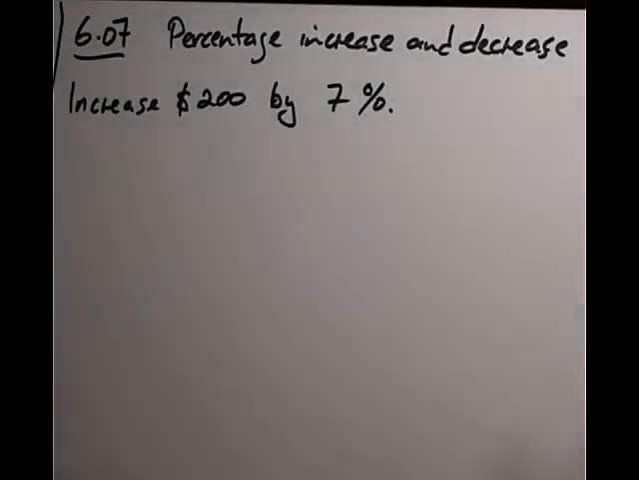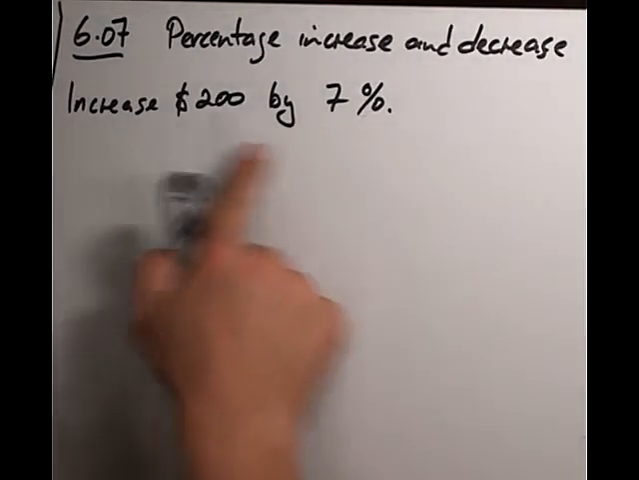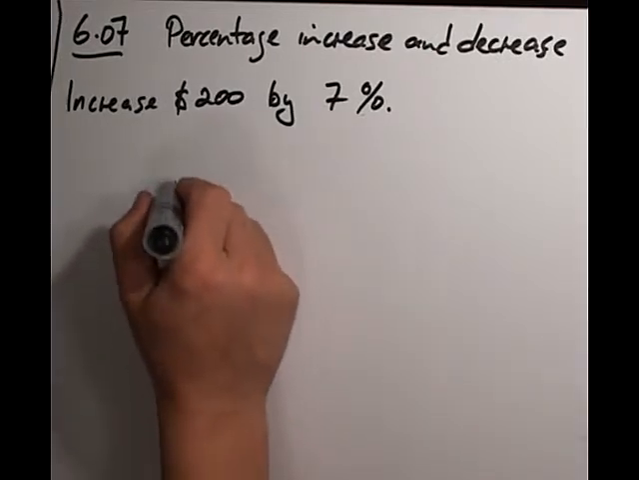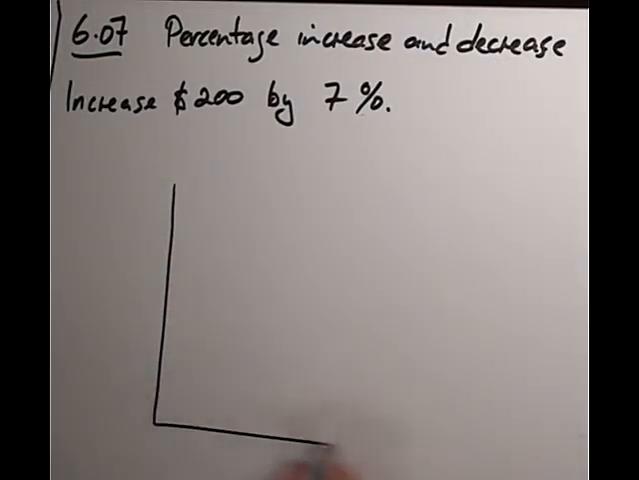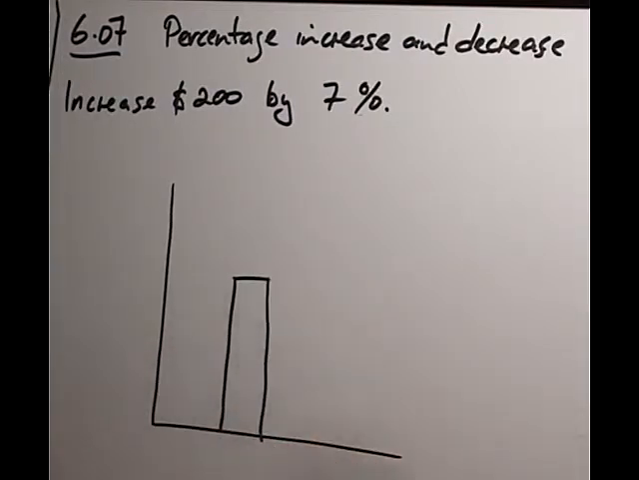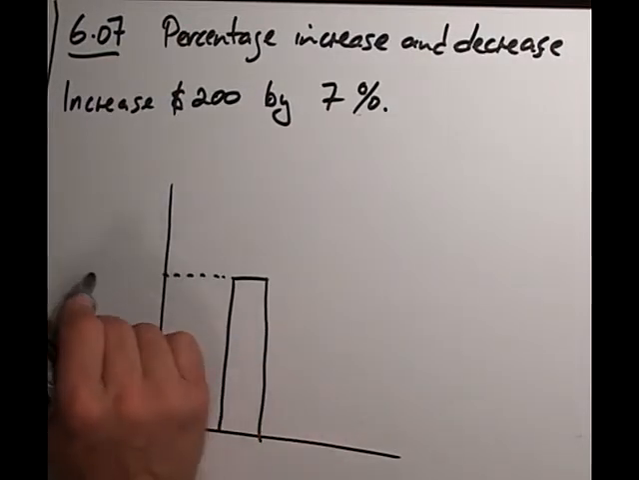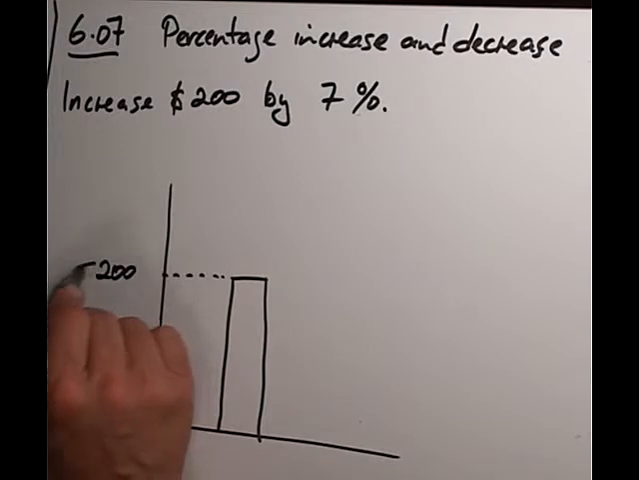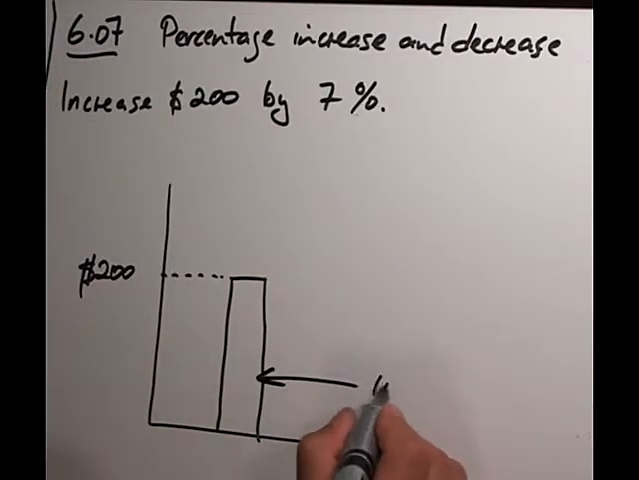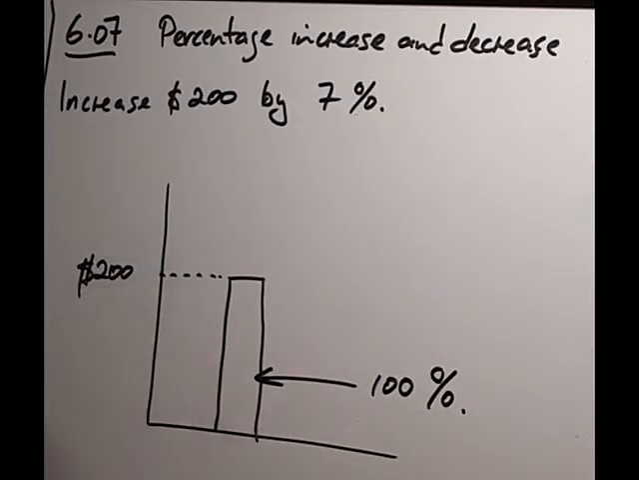Another way of doing this problem, which is to increase $200 by 7%, is if we look at it diagrammatically. So let's say, for example, I have got my $200 expressed as a bar. So this bar now is $200. This bar is also 100% of my money. So 100% of all the money that I've got is $200.